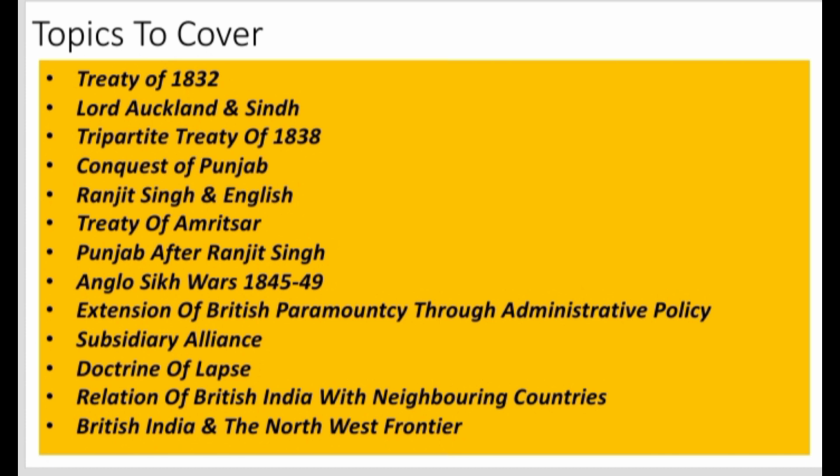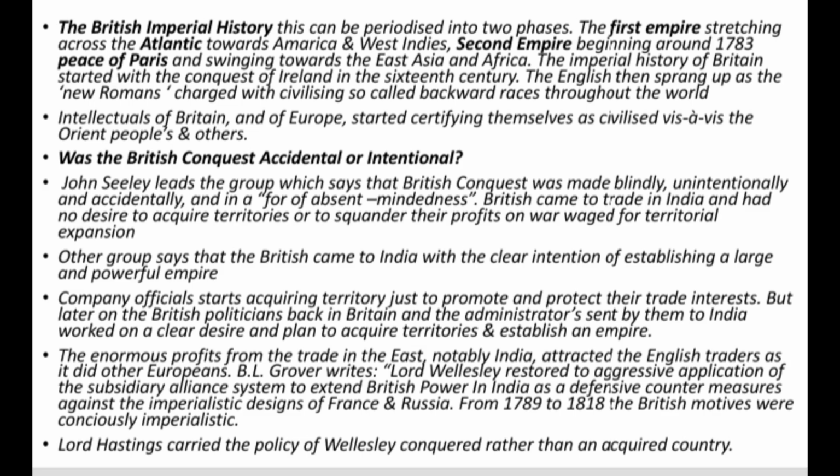First of all, we will begin with British imperial history. The entire imperial history of Britain can be periodized into two phases. The first is the empire stretching across the Atlantic towards America and the North and the West Indies, and the second empire beginning around 1783, the Peace of Paris, and swinging towards East Asia and Africa.